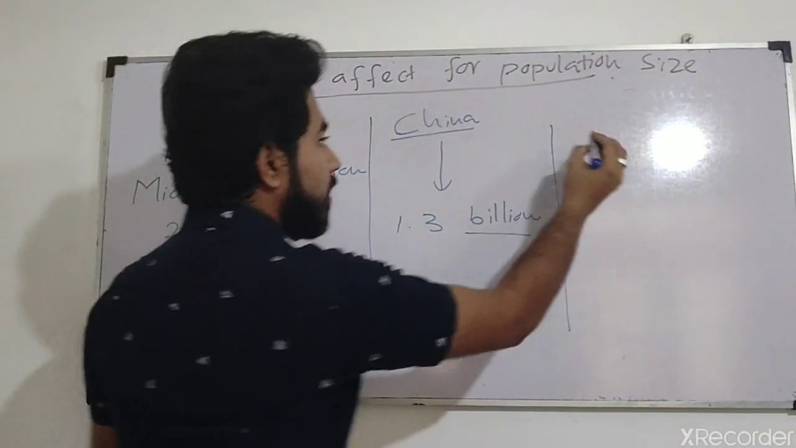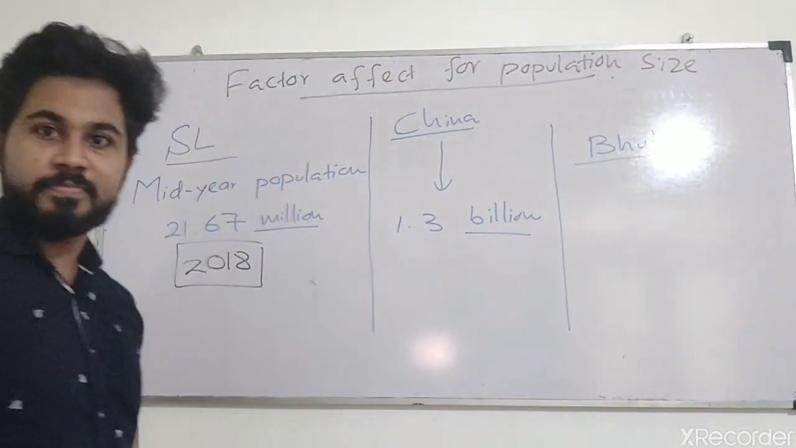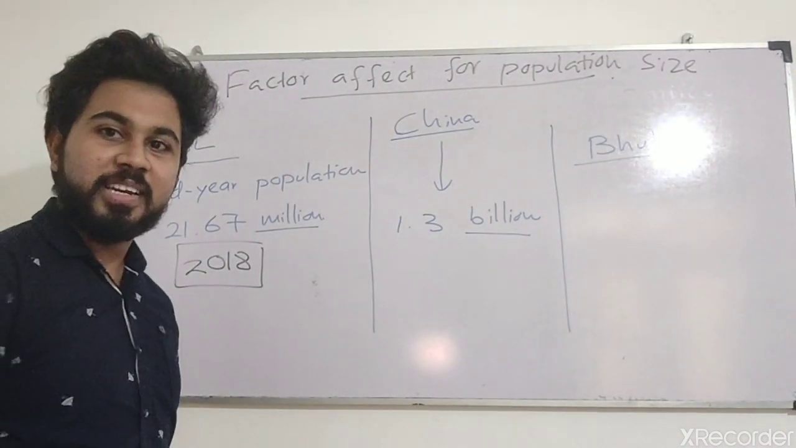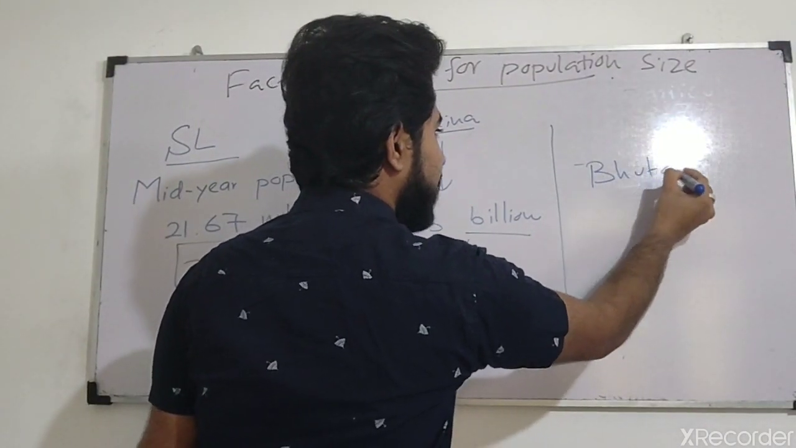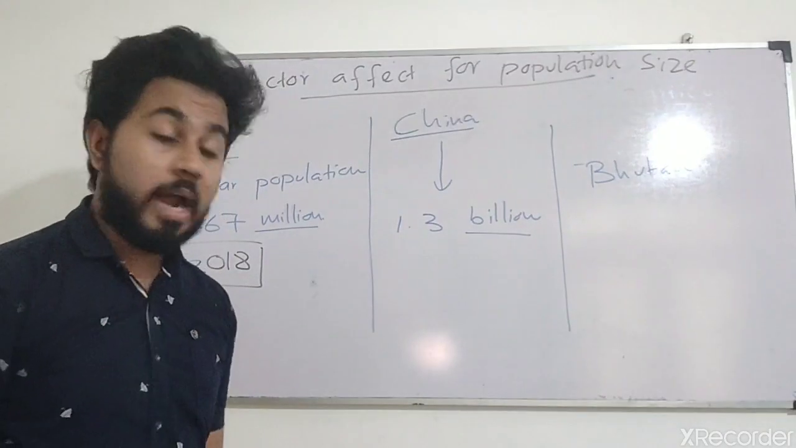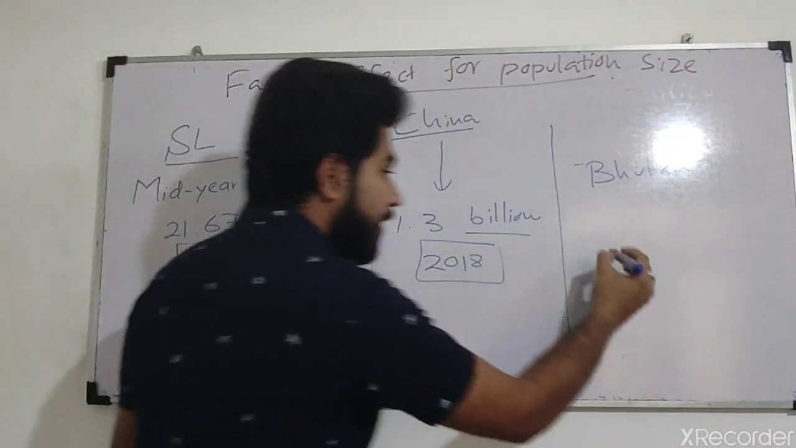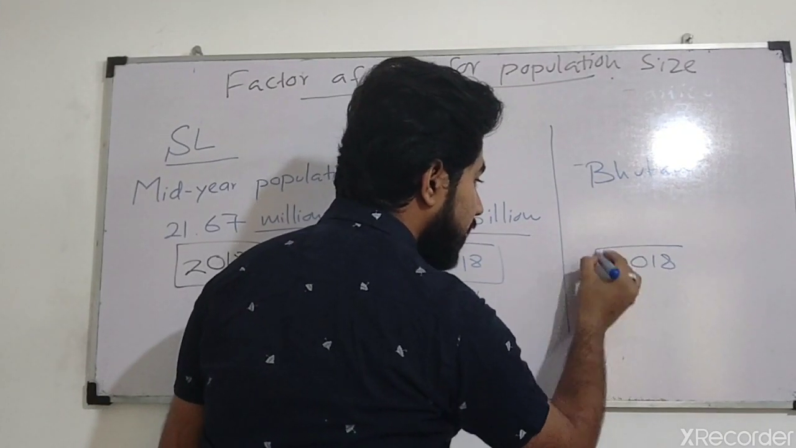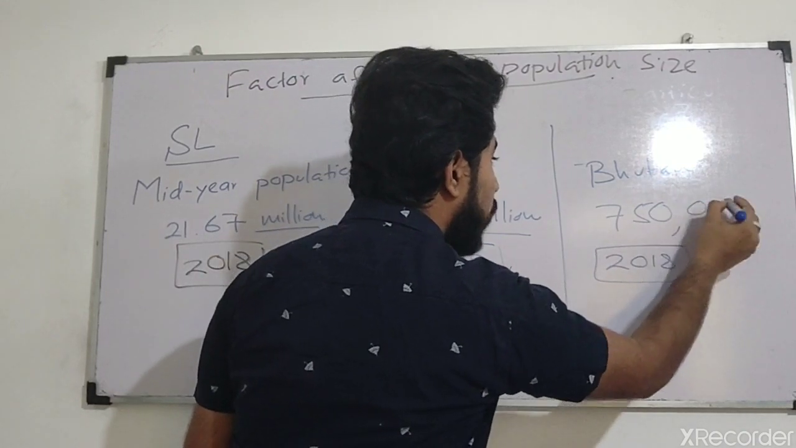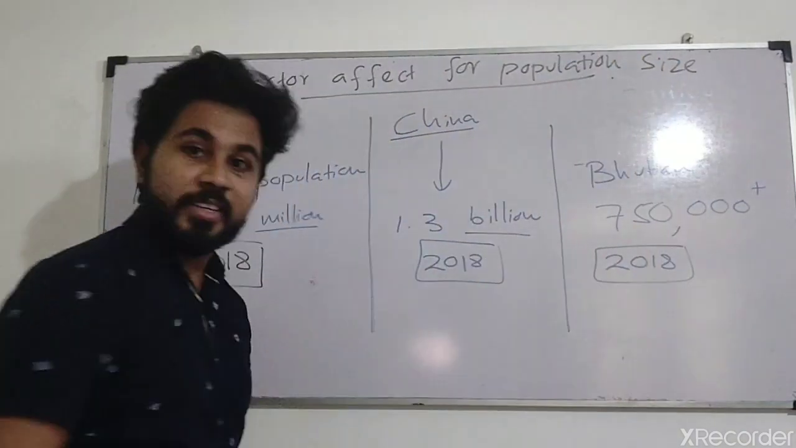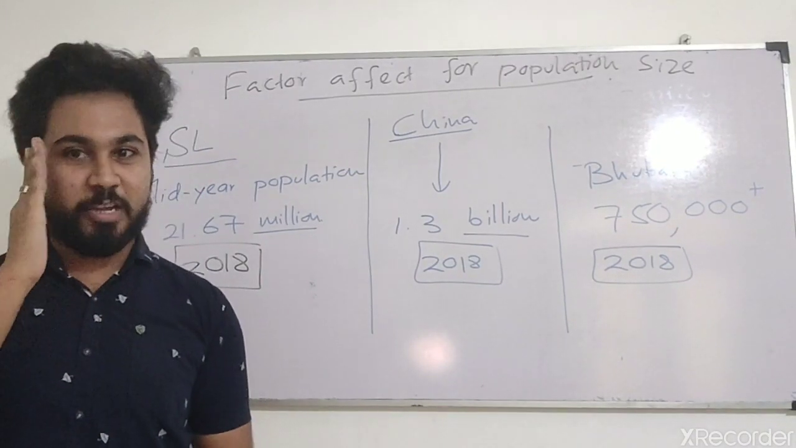And the next one, we consider the country Bhutan. So what's the specialty of Bhutan? I will take Bhutan here. This is the statistic relevant for year 2018, and here also year 2018. That was around 750,000 plus. More than 750,000 or around 750,000.